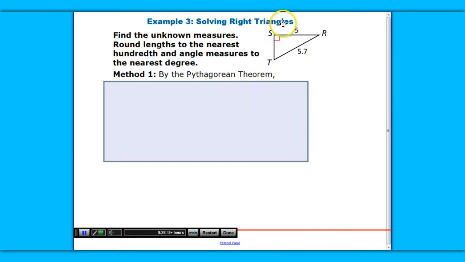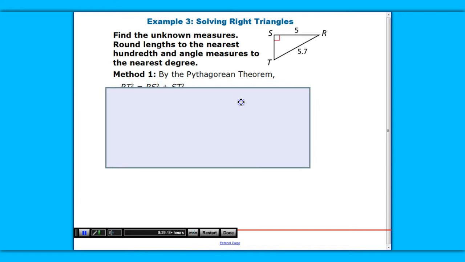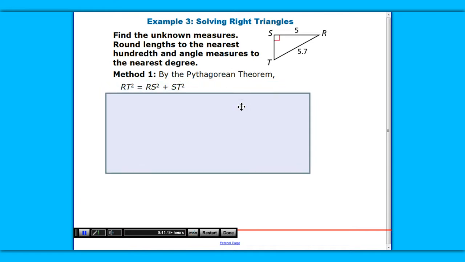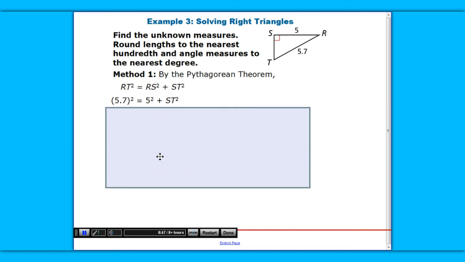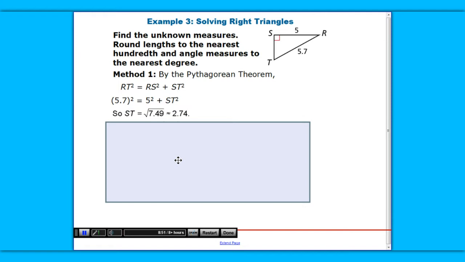So because we're working with a right triangle, we are able to find ST using the Pythagorean theorem. So we are missing a leg, right? So we can say that the hypotenuse squared equals the two sides squared, and substitute your known values and solve for ST, and you have approximately 2.74. Okay, now we're finding the angle R.